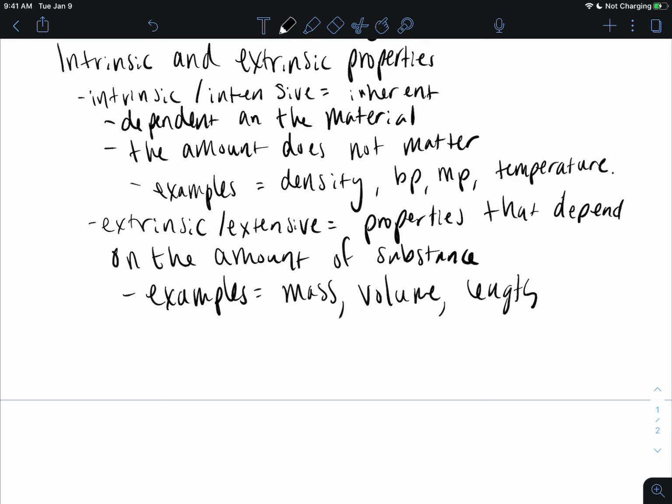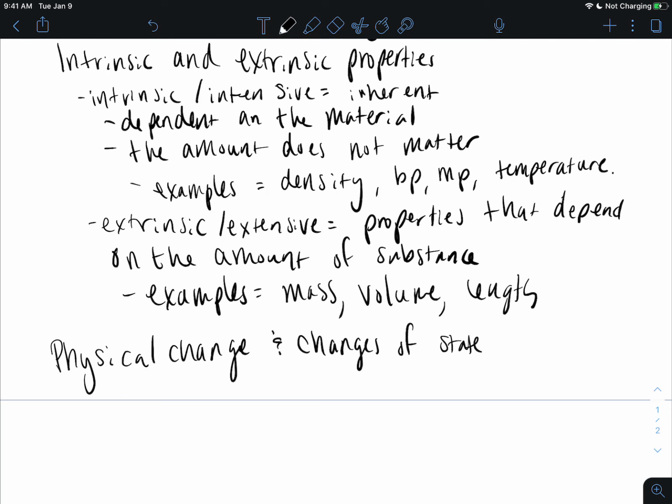Okay. Now that we know our properties, we can look at our changes. So we have physical changes and chemical changes. So let's start with a physical change. And one of the most important physical changes we're going to look at, so I'm going to include it here, are changes of state. So our physical change is going to be a change in the appearance of the substance, but we're not changing our chemical identity. So no change in chemical identity occurs.